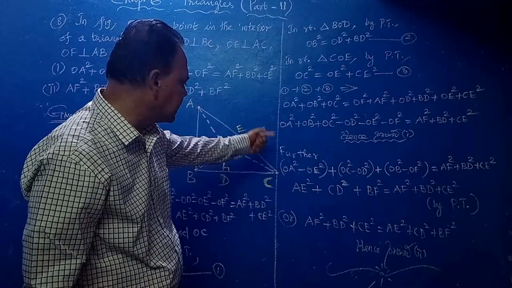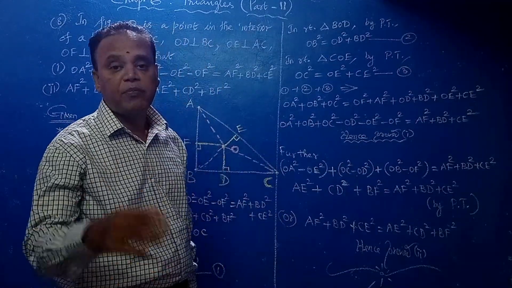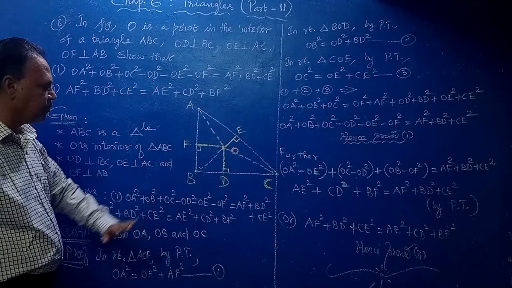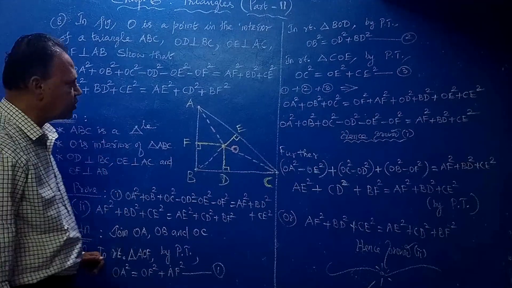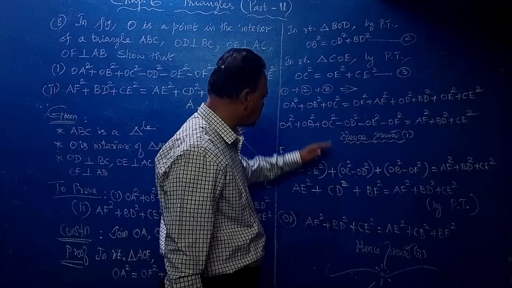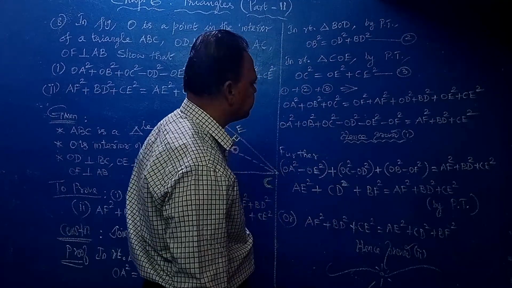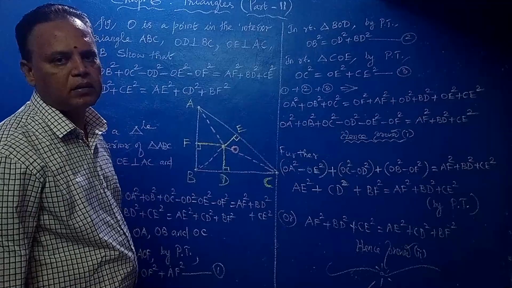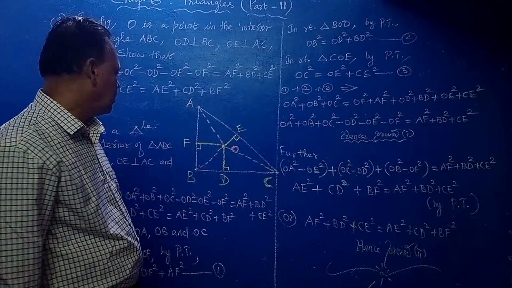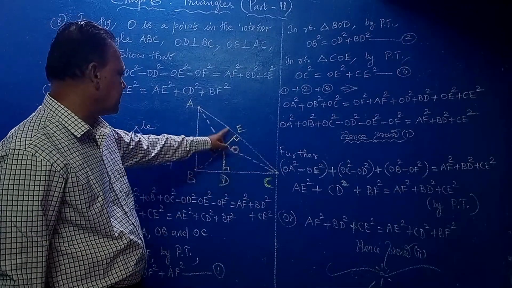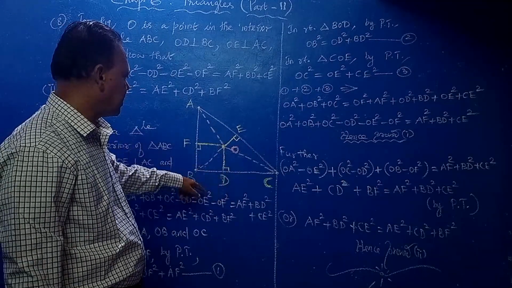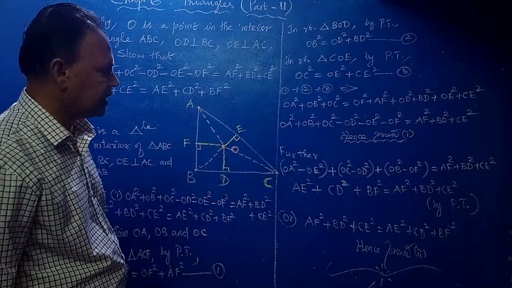Understand, from the first proof you can easily prove this. Sometimes they may ask separately, clear? If they ask only for the second proof, the same way you can do it. Just an idea only, it is very important: only using Pythagoras theorem, all the right triangles, then adding, we get the result.